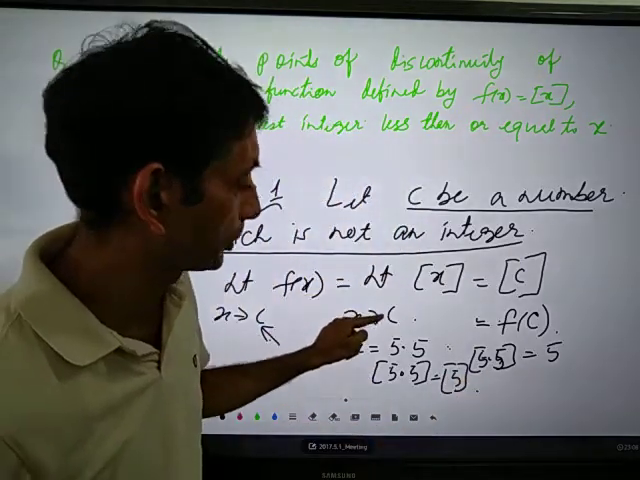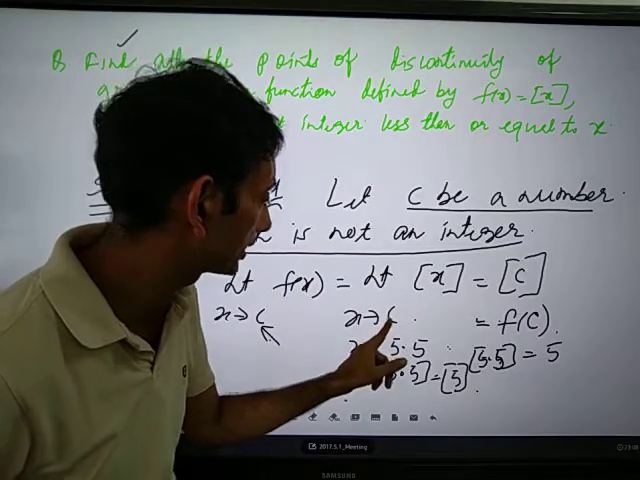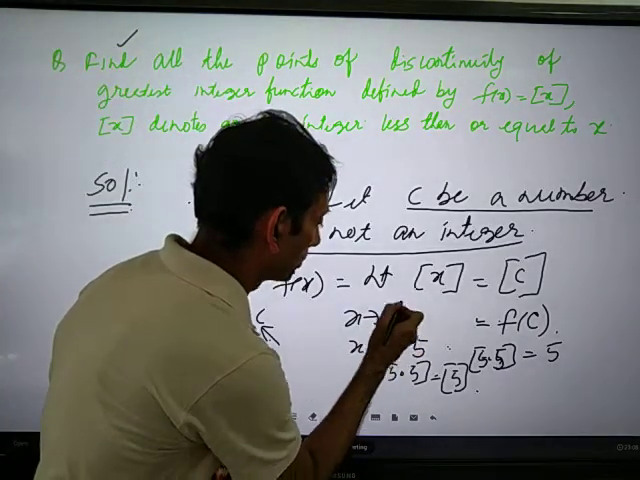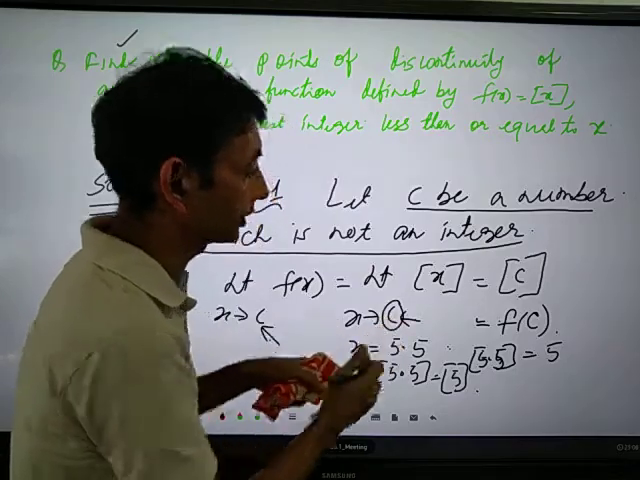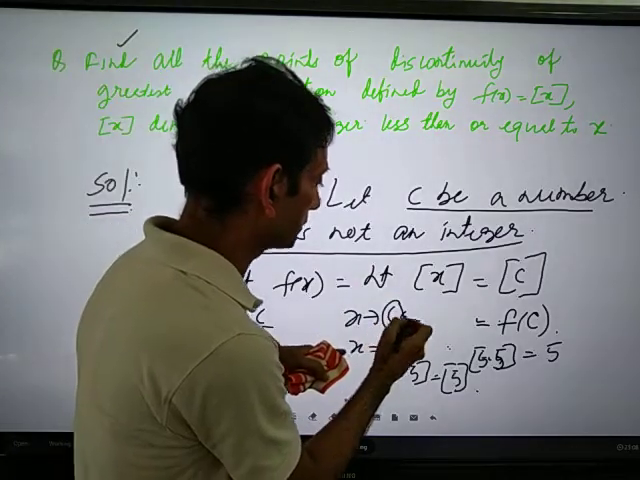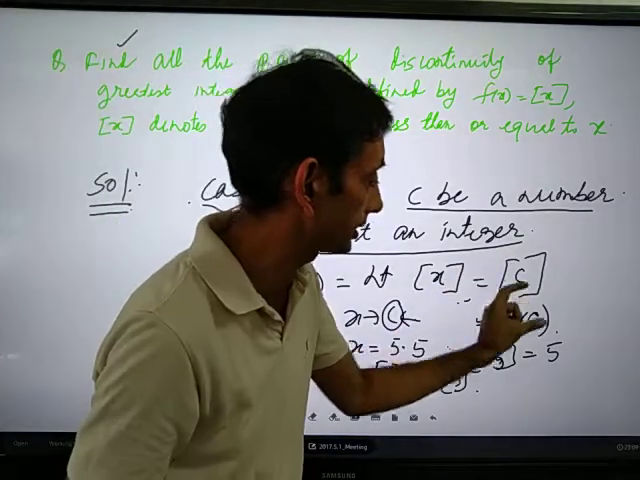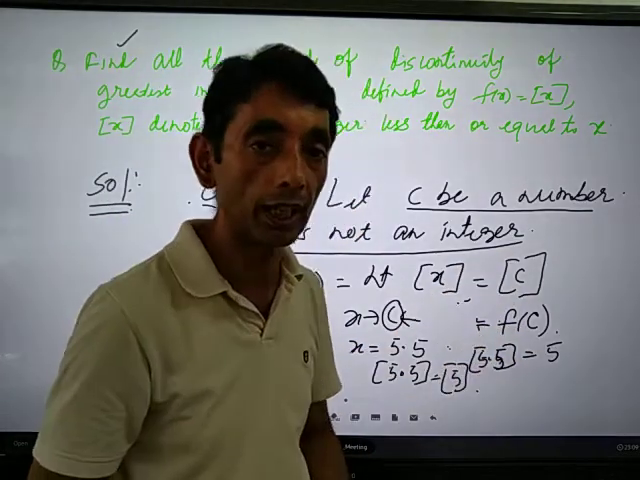Therefore, limit x approaches c. Most important is that you need to observe this particular value. What is this? This is a non-integral number. Therefore, the limit as x approaches c of the greatest integer value function of c is equal to floor of c, and that is equal to f(c).